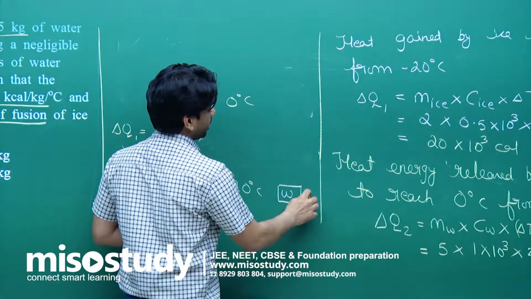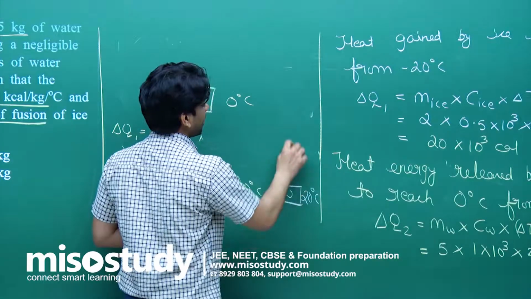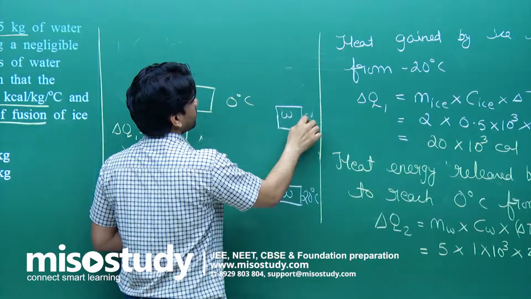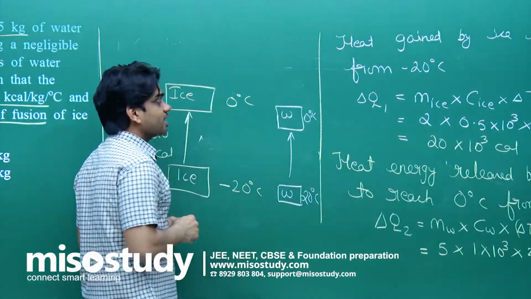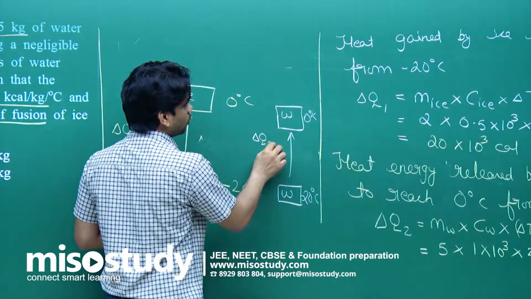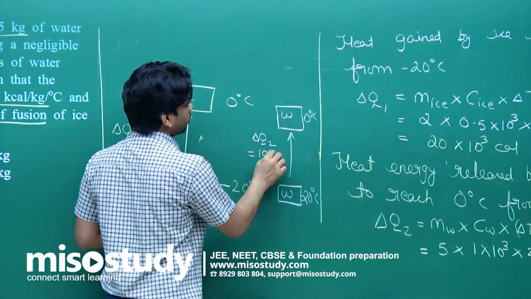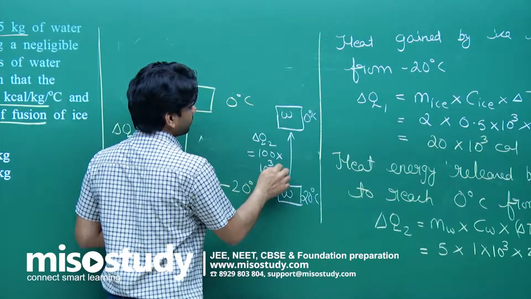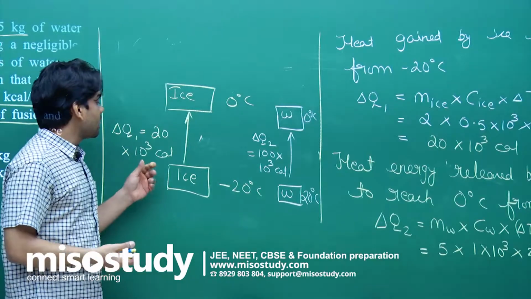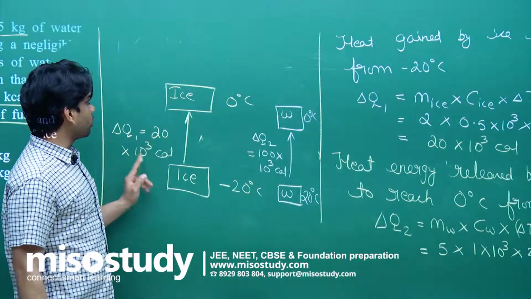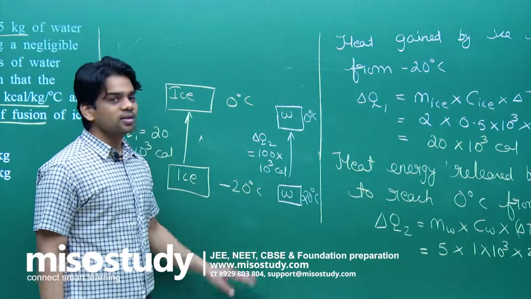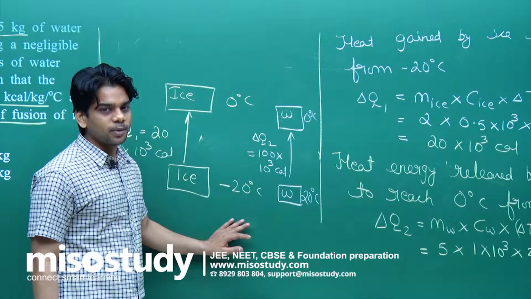Water at 20 degrees Celsius to reach water at 0 degrees Celsius. For this case, the heat energy actually released by water came out to be delta Q2, which is 100 into 10 to the power 3 calorie. Now try to understand: to reach 0 degrees Celsius, ice needs 20 into 10 to the power 3 calorie, and water has released 100 into 10 to the power 3 calorie. That is what we can see up till here.